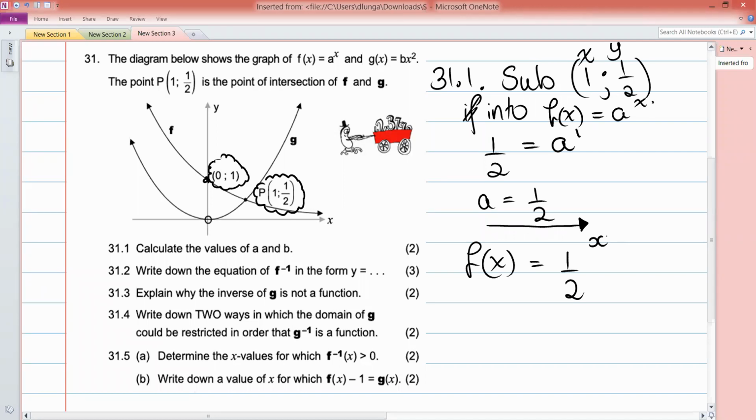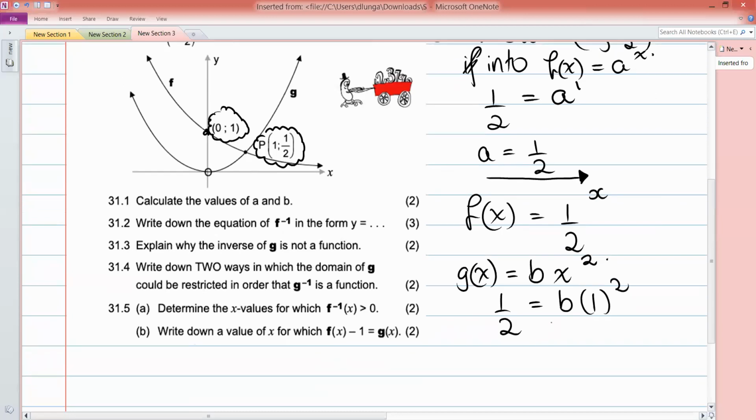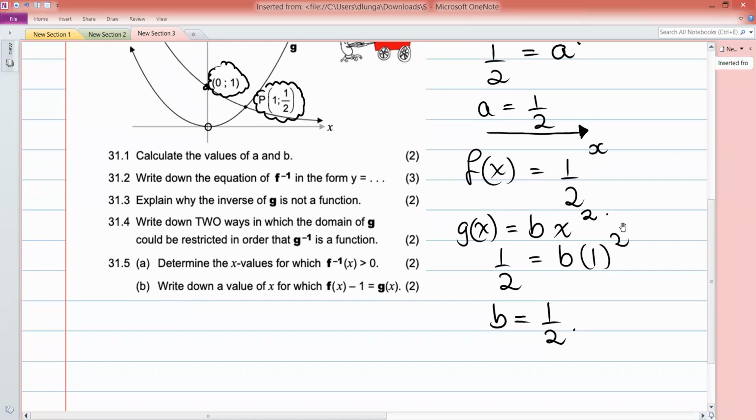Now for g of x, we had bx squared. Again, you can use the same point, right? Where you see x, you just plug in 1. And where you see y, you plug in a half. So a half equals b times 1 squared. So b is also equal to a half. Okay. So for g of x, your equation is a half x squared. So we've calculated the values of a and b.